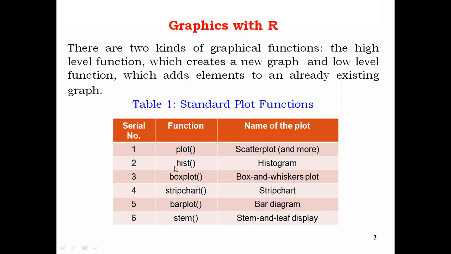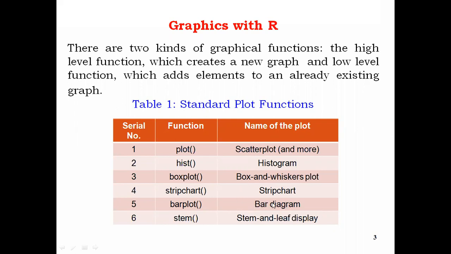Then hist, this is the second one. When we write this hist function in R, it will denote a histogram. That means for a histogram we write the function hist. Then for box plot, this is the box and whiskers plot. For this we write boxplot in R software. And then stripchart, this is same as strip chart. Barplot, here it will come as bar diagram.